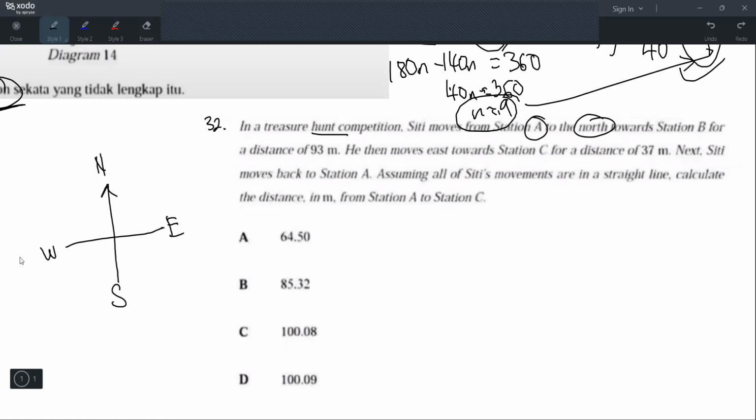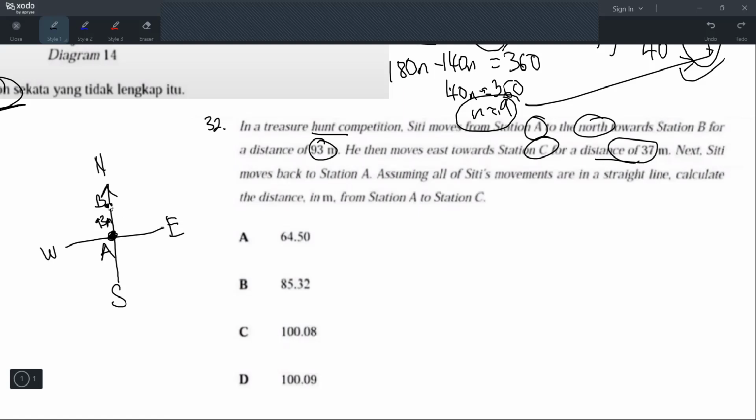Now it says what? Move from A to the north towards B for a distance of 93 meters. So this is moving towards north. So we can assume this is A, right? If you assume this is A, she moved 93 meters. So let's say 93 meters is here. So we all know this is 93 meters, and it's moving from A to B, right? So A towards B for 93 meters, and then she moved east towards C for a distance of 37 meters.